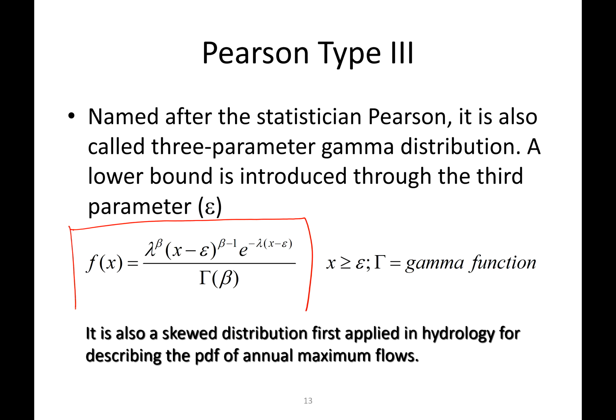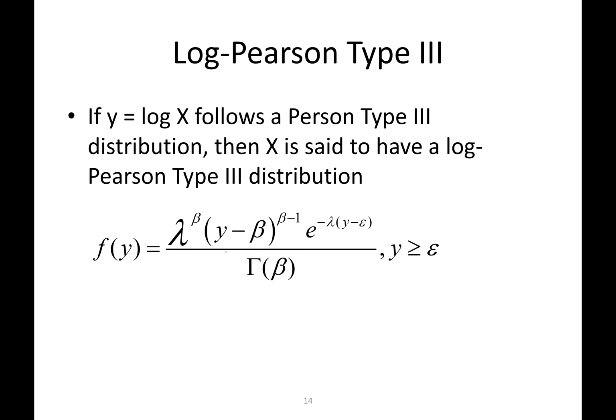So this is the expression for the density function for Pearson Type III. This is the gamma function, and this actually has 3 parameters: lambda, beta, and this epsilon. So this is Pearson Type III, and the distribution that we use is Log Pearson Type III.